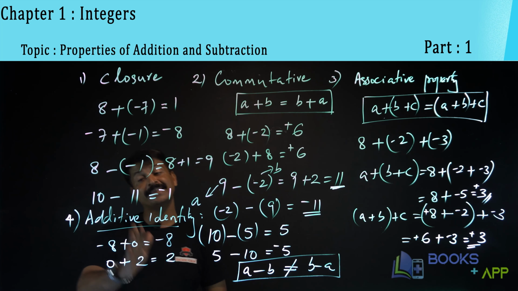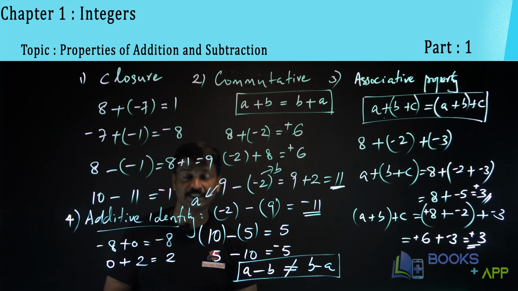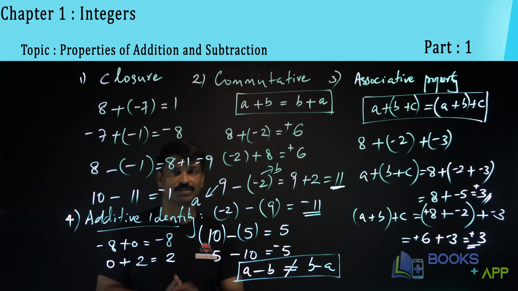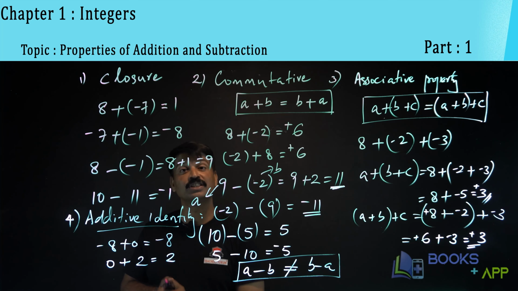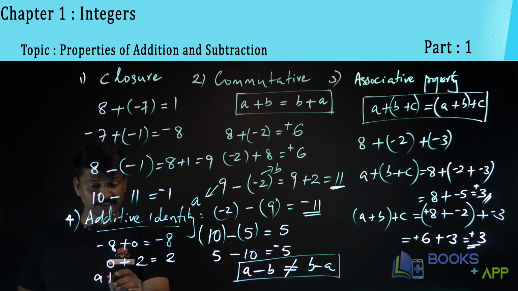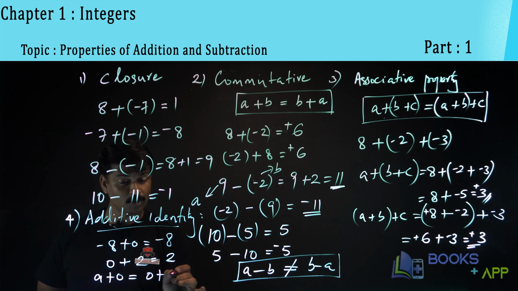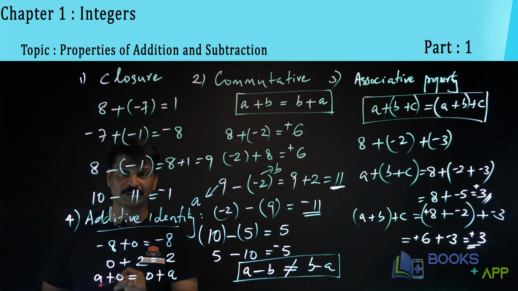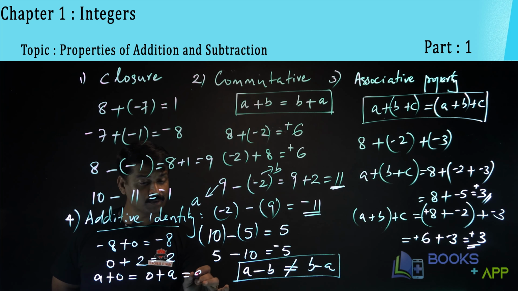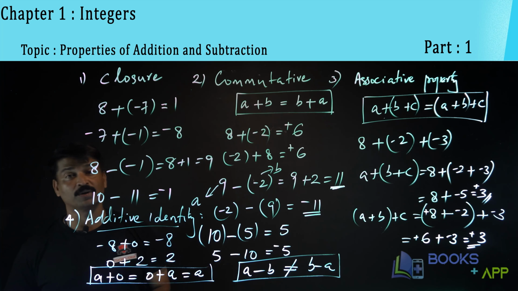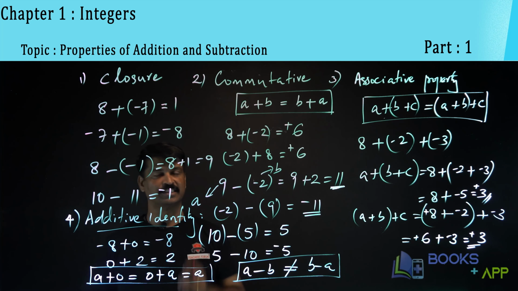If you add 0 with a negative integer, the answer will be that negative integer. If you add 0 with a positive integer, the answer will be that positive integer. So what do we call 0? 0 is called the additive identity. That is, a plus 0, where a is a number, is the same as 0 plus a. If you add 0 with any number, the answer will be a itself. The same number will be the answer. That's why 0 is called the additive identity.